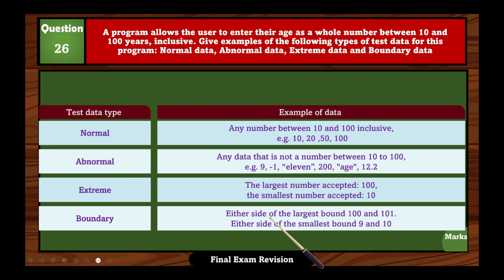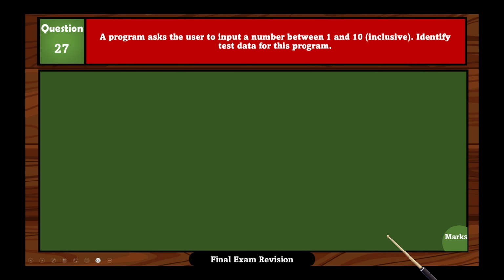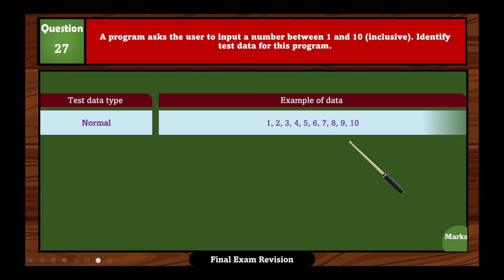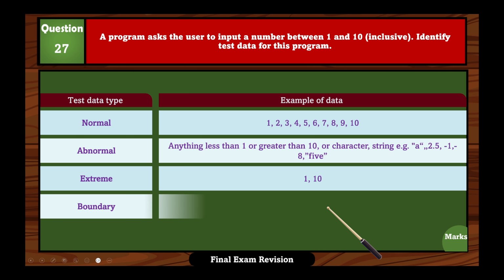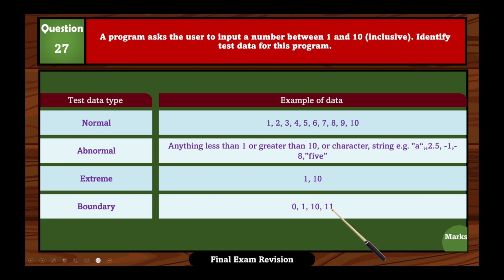The boundary data is what? Either side of the largest bound, 100 and 101, and either side of the smallest bound, 9 and 10. So that's our boundary data. Question 27. A program asks the user to input a number between 1 and 10 inclusive. Identify the test data for this program. I think it's very easy for you now. The normal test data is 1, 2, 3, 4, 5, 6, 7, 8, 9, 10. And the abnormal data is anything less than 1 or greater than 10, or characters, strings, etc. Extreme data is 1 and 10, and boundary data is 0, 1 and 10, 11.